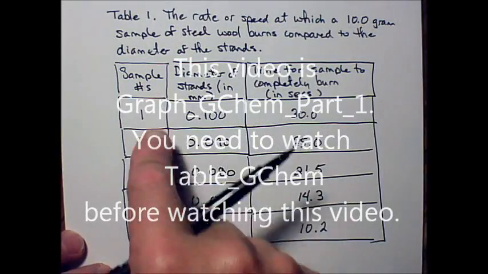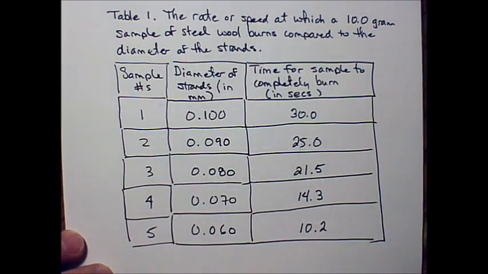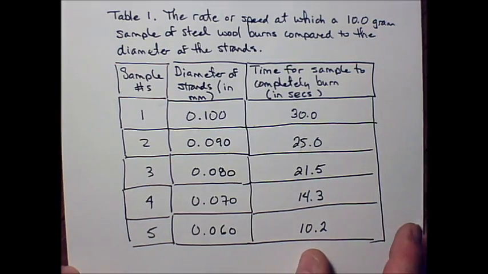So what we're going to do now is take this table of data and build a graph. And what the graph allows us to see is a pattern. And that's what science is looking for, patterns. That's why graphs are so important to science, because it helps you to see the patterns.